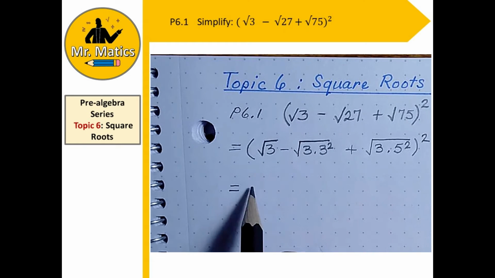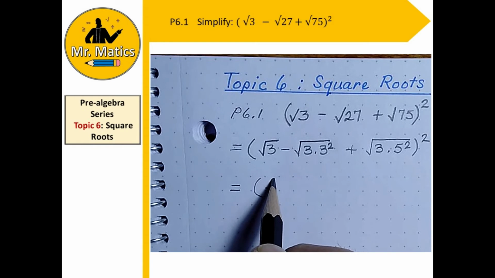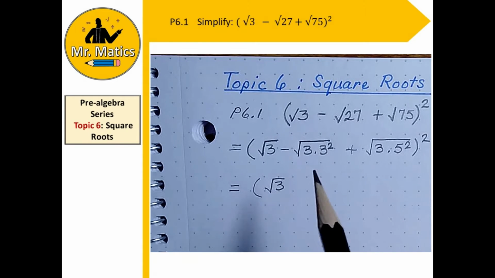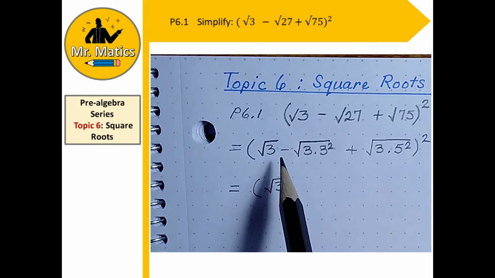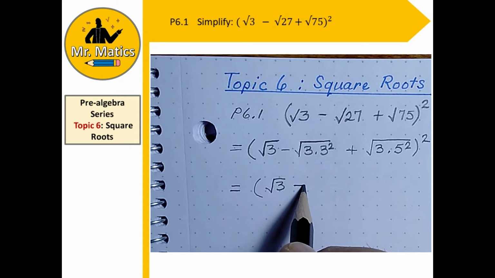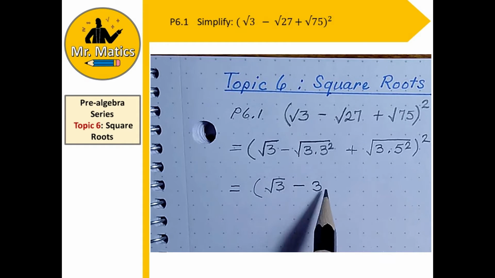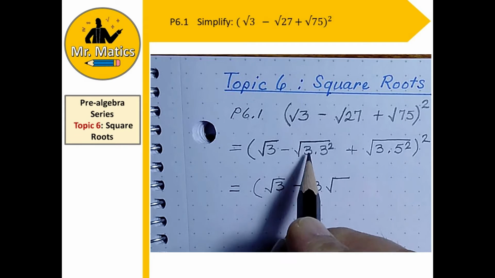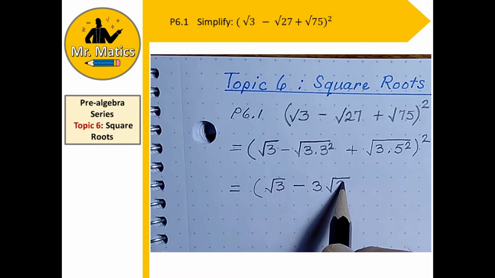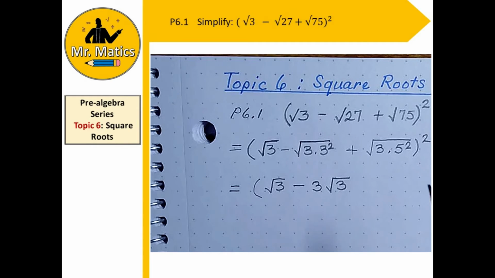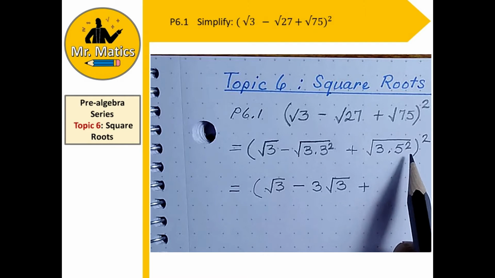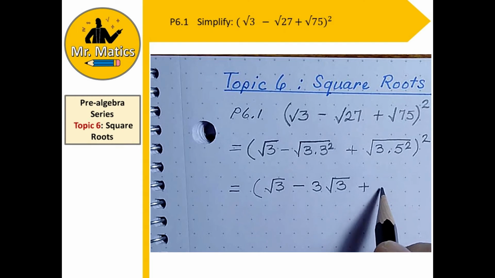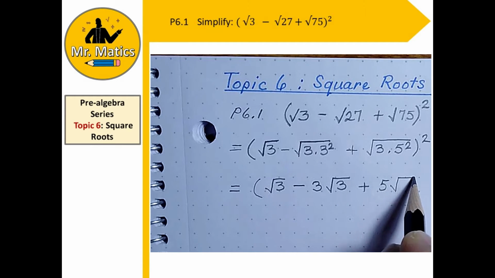Equals square root of 3. Now from here, 3 square from inside, if I take it outside the square root, I will get just 3. And inside this other 3 will remain. Plus. Again here 5 square, if I take it out of the square root, I'll just get 5. And then the 3 inside will remain.